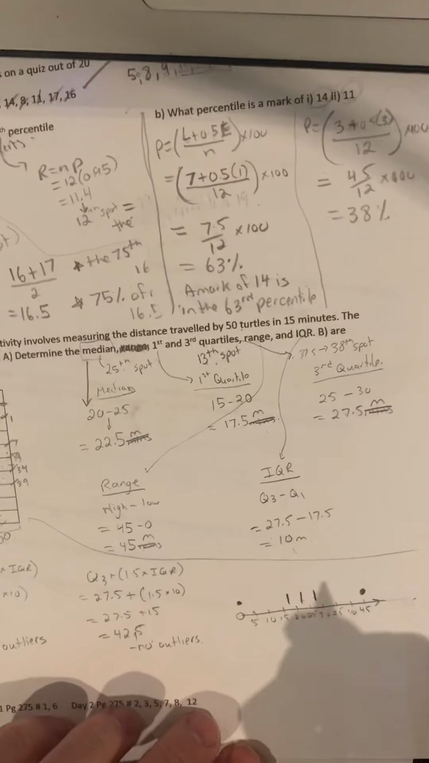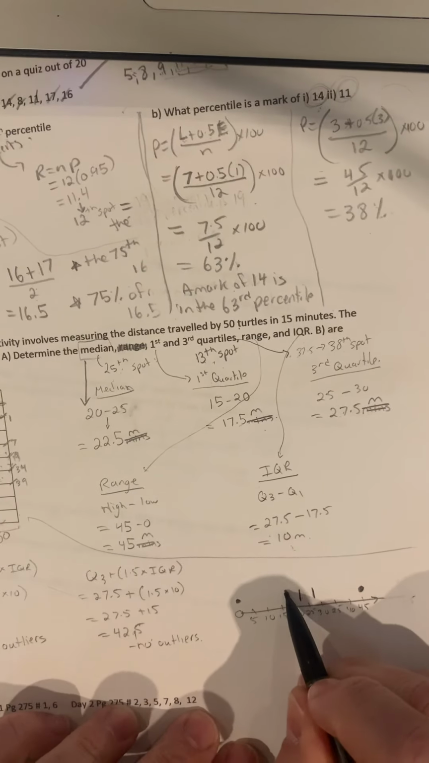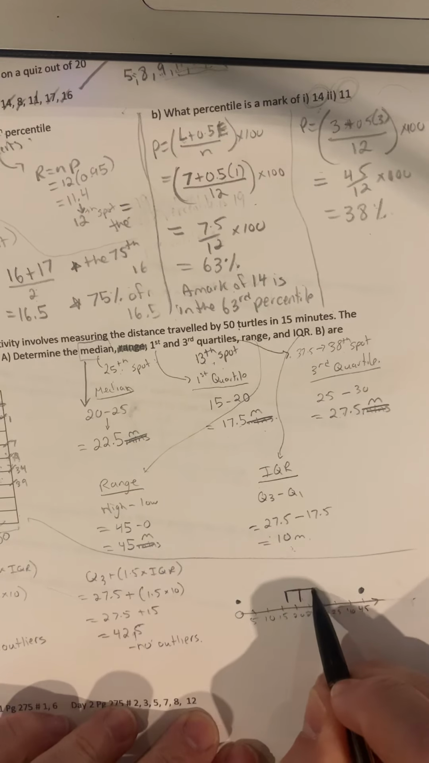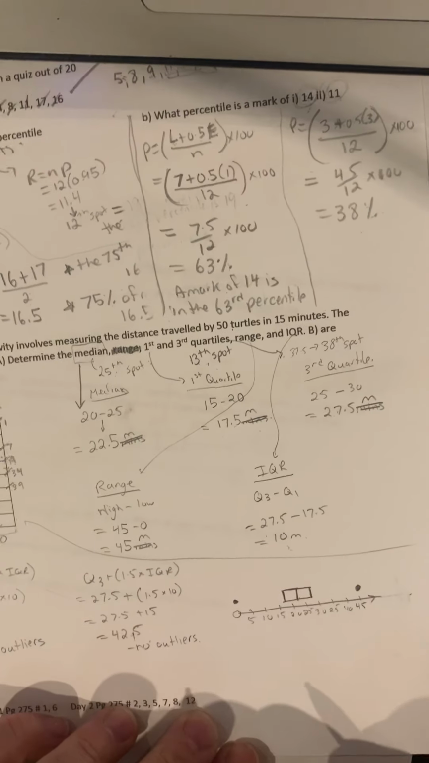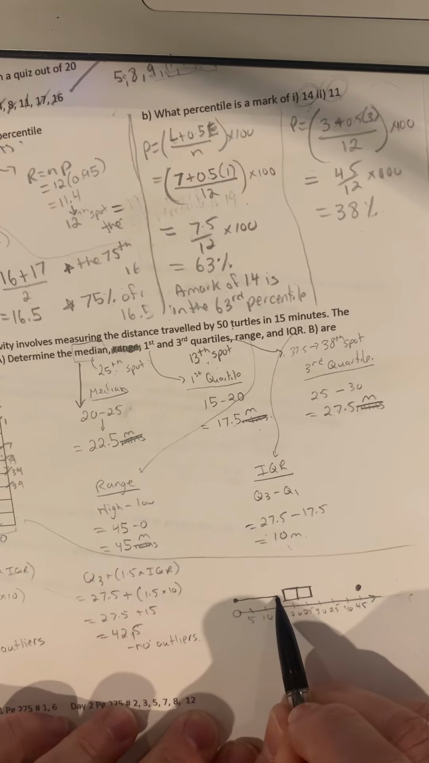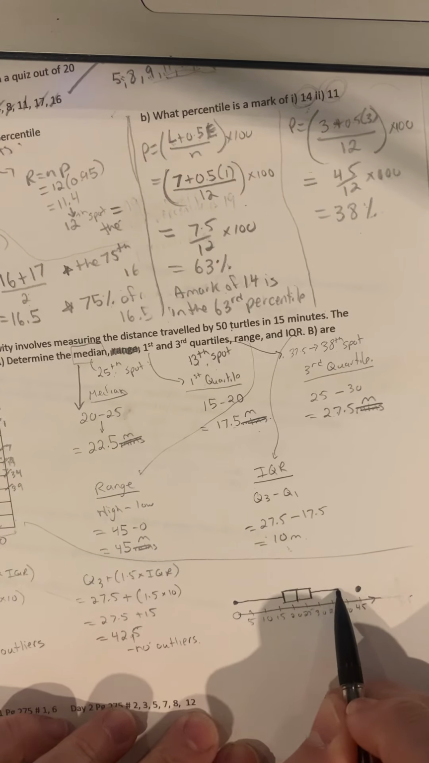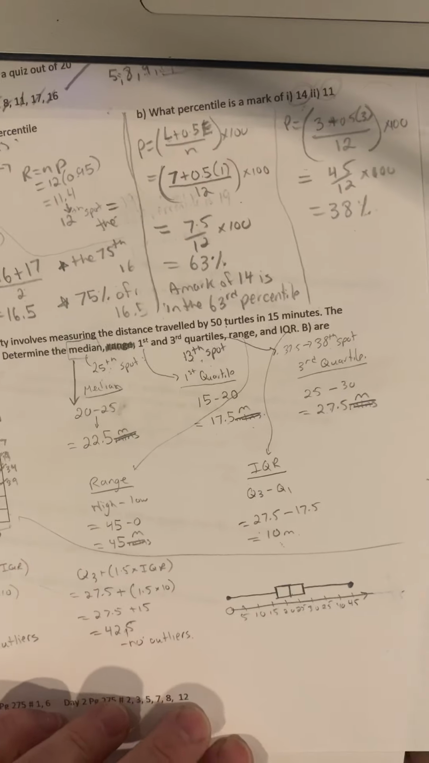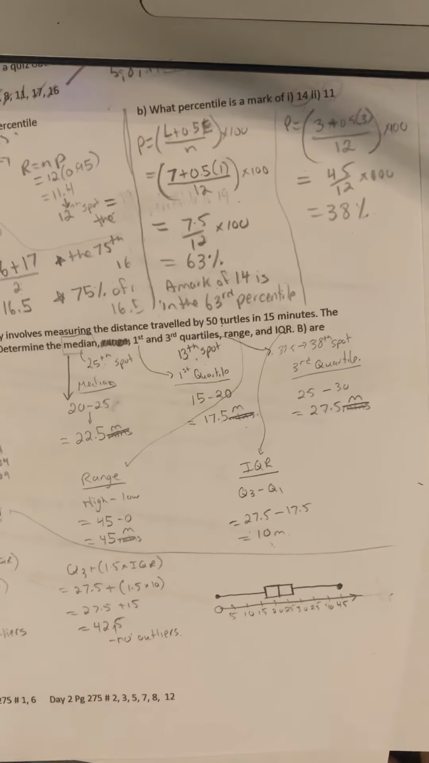And now we're going to connect the box together by 2 horizontal lines. And then 2 more horizontal lines connecting the dots to the box. And that is how you create a box whisker plot.